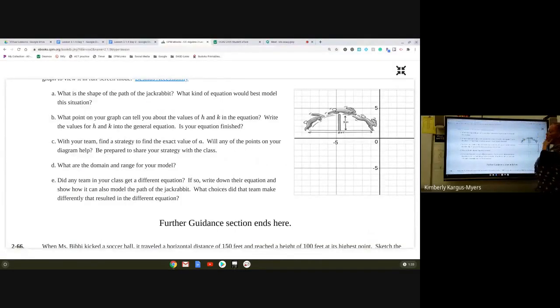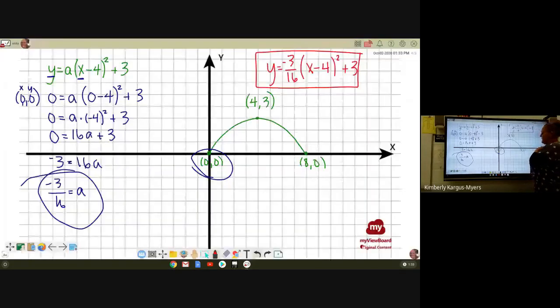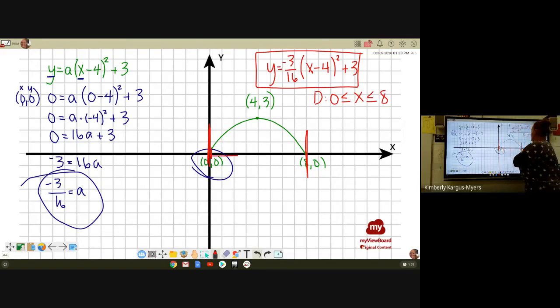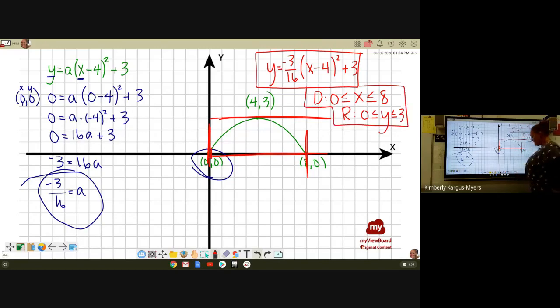Part D, what are the domain and range of your model? Domain from 0 to 8, so 0 is less than or equal to x, which is less than or equal to 8. The range is 0 to 3, so y is between 0 and 3. There's our domain and range, folks.